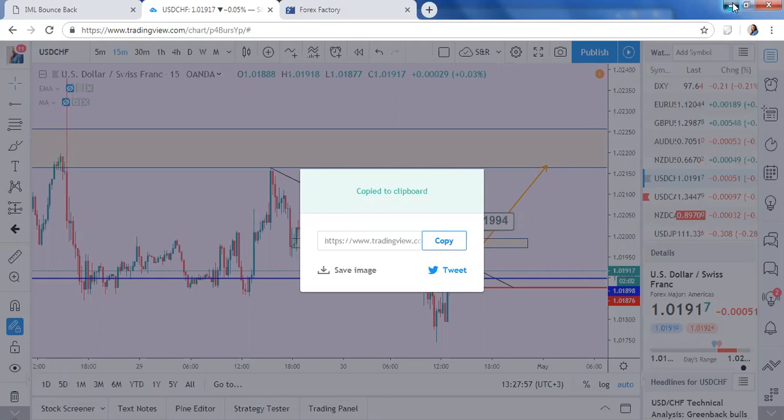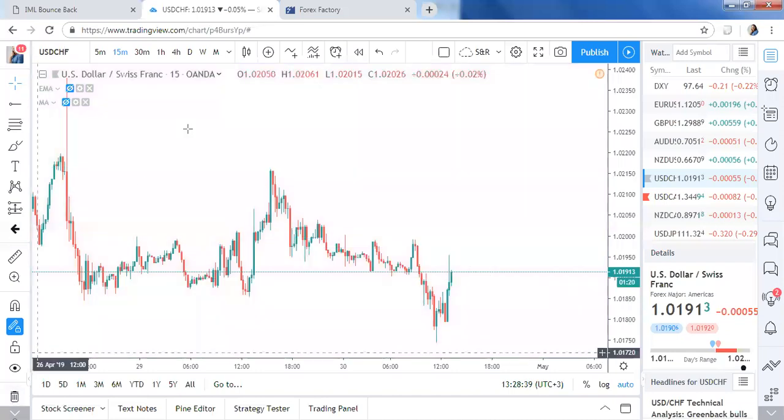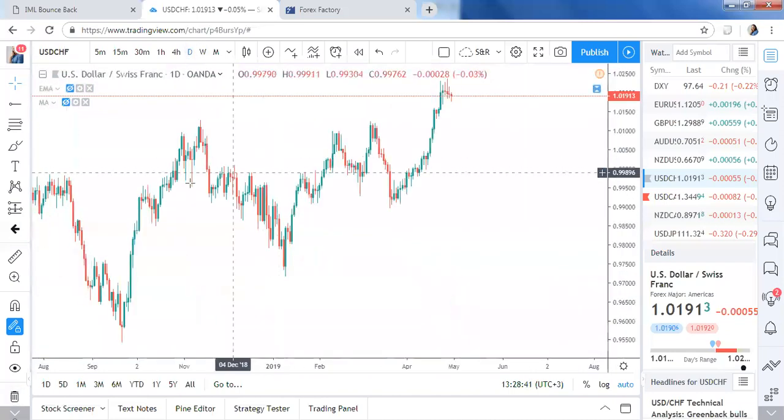The next one we're going to go through is USD on the daily time frame. Just waiting for my Telegram to load. There we go. So I'm going to take this off now, and we're going to go back through the daily.